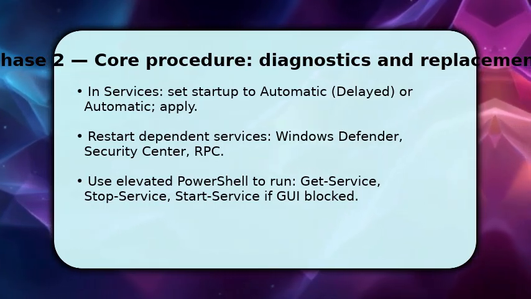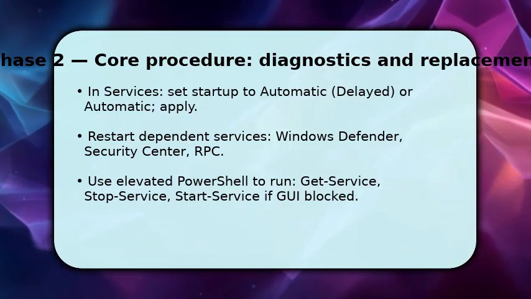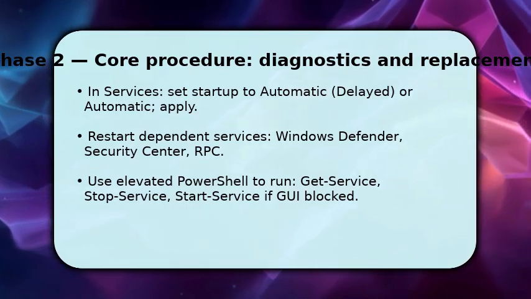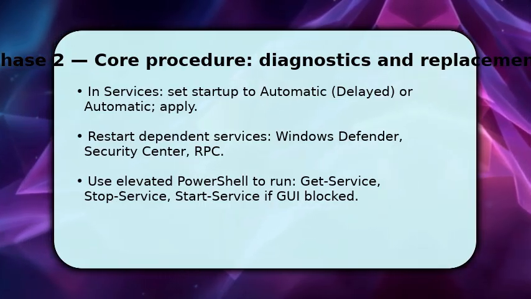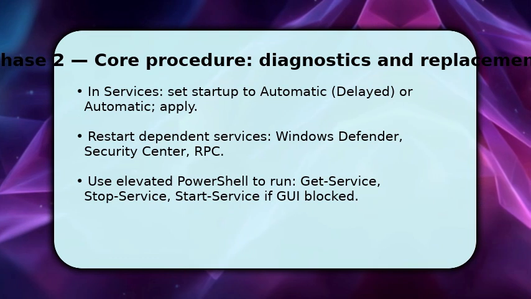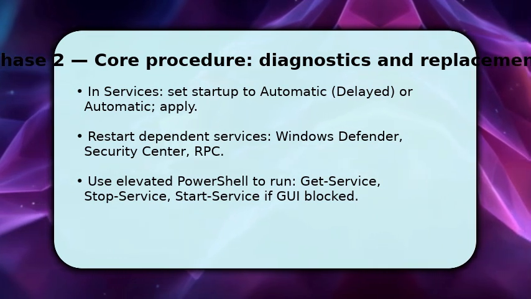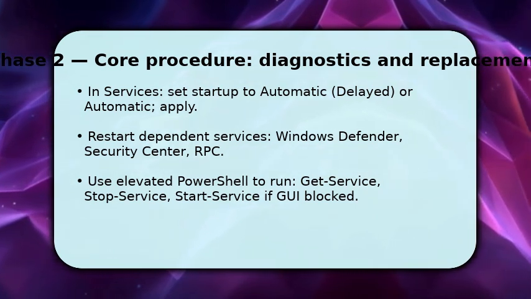If Services.msc is blocked, open an elevated PowerShell and run Get-Service to confirm, then Stop-Service and Start-Service for each target. Once started, watch Event Viewer for success messages to confirm the sequence completed without errors.